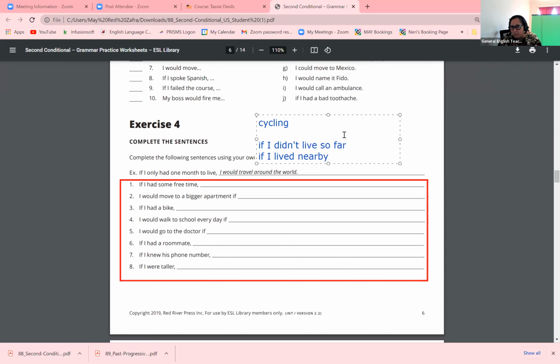I would move to a big apartment. You have a big family. Correct, Mahachi. Well done. I would walk to school every day if I didn't have a bike. Yeah. I would go to the doctor if I was sick. If I were taller, I would be a model. Yes, everybody wants to be a model. If I were taller, yes, I would be a model. Good.